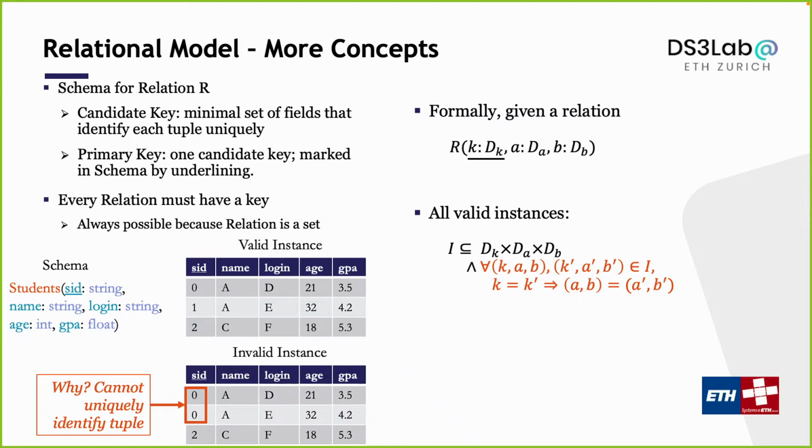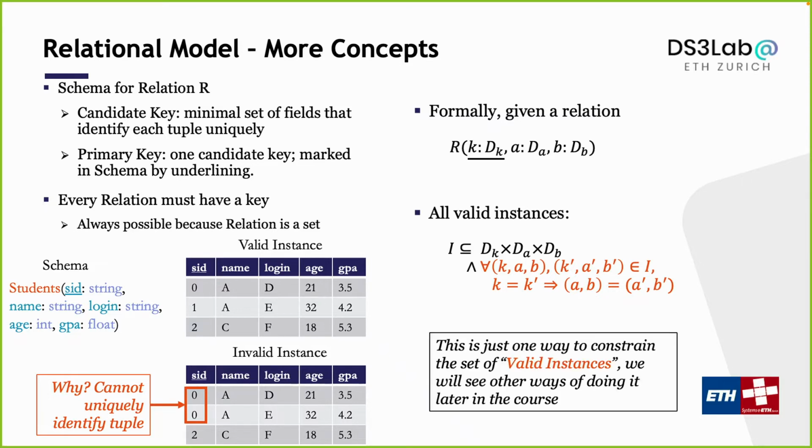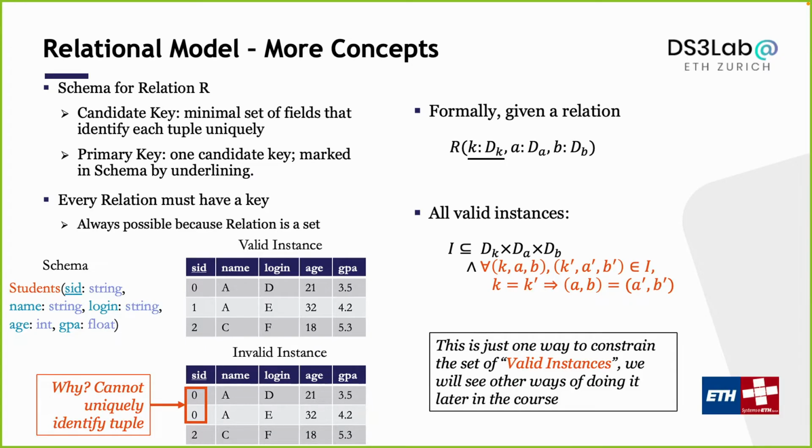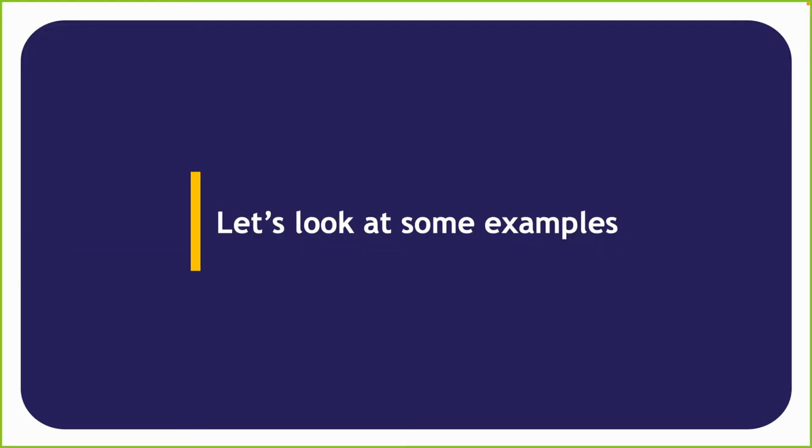So this is another thing you can define in the relational model. This is just one way for you to constrain the set of valid instances. As we will see later in this course, there will be a whole bunch of different ways for you to say this is a valid instance, that's not a valid instance. But this is just a simple way to define that. Okay, this is pretty much it about the relational model. There's schema, there's instance, there's the key constraint. Now let's look at some examples and try to think about how we can use this to model some data that you might have.